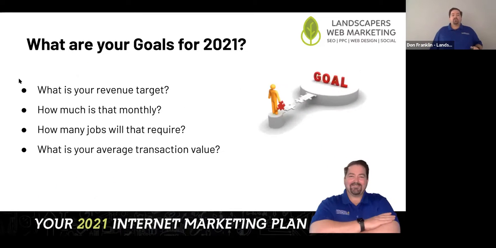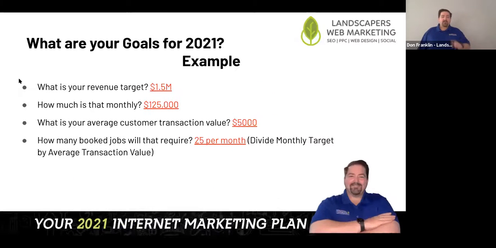So what are your goals for 2021? You need to know, what is your revenue target? You need to figure out what that is monthly. And then you need to figure out how many jobs you need to book to get to that. And you need to know what your average transaction value is for a customer. Here's a great example on how to do this.